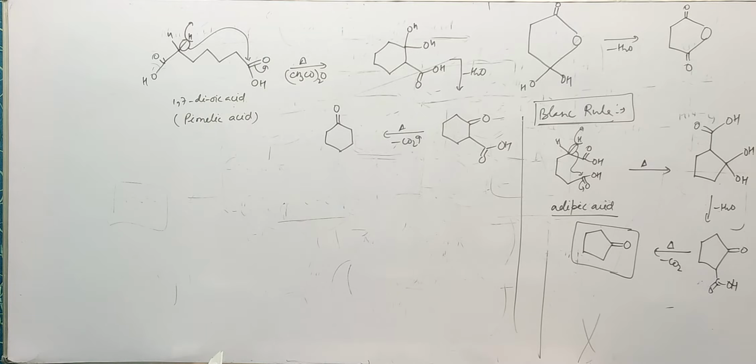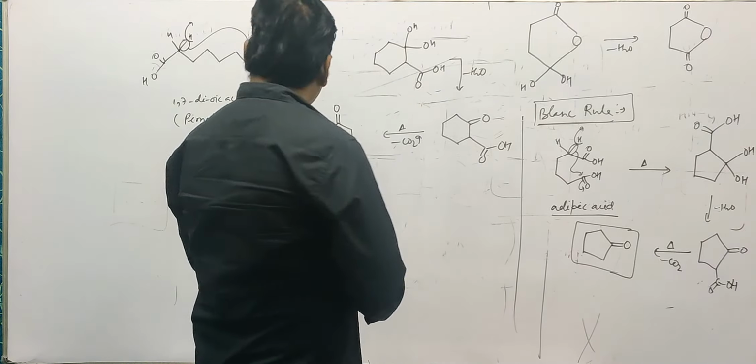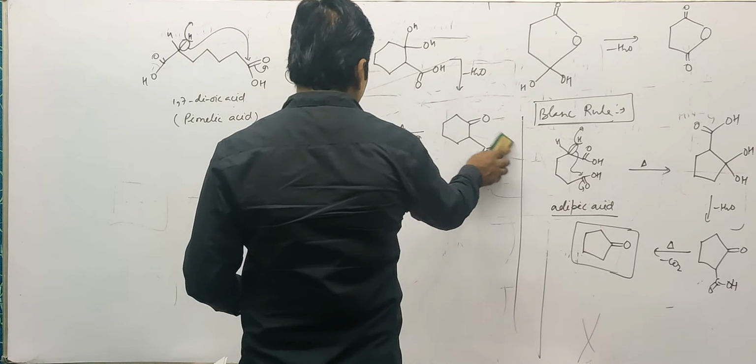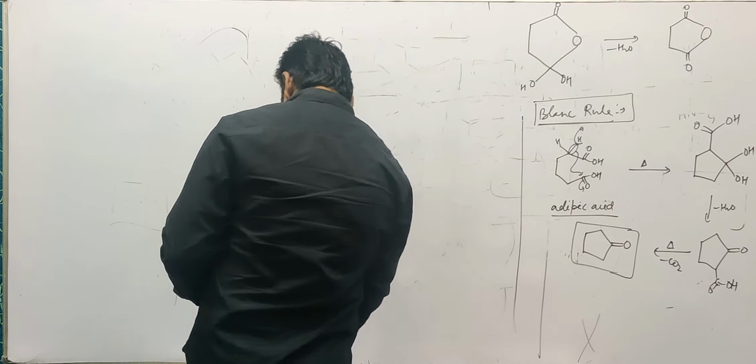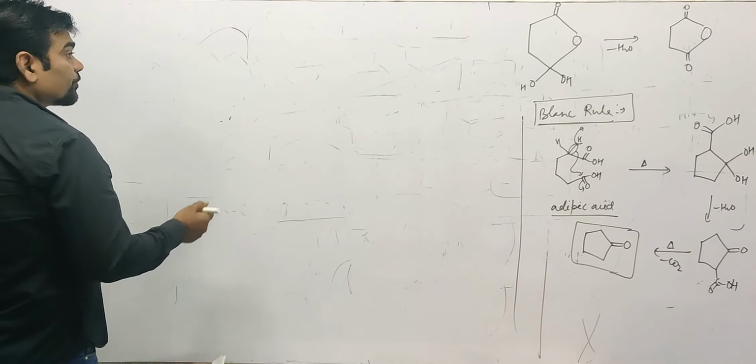Next is the sixth reaction, that is action with alkyl or phenyl lithium. With alkyl or phenyl lithium, a carboxylic acid gets converted to the corresponding ketone.